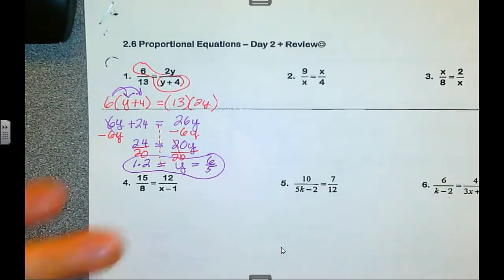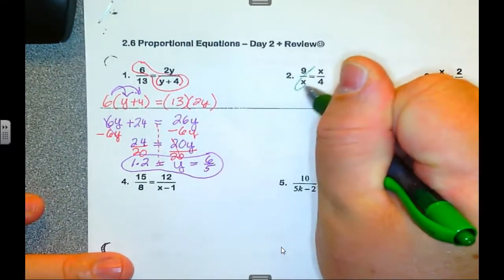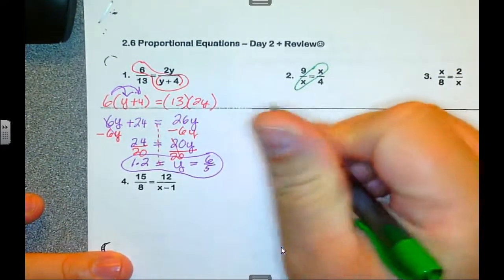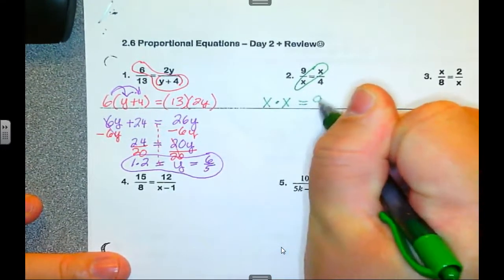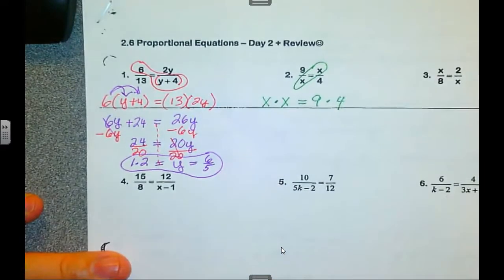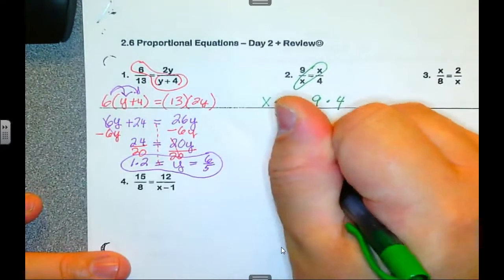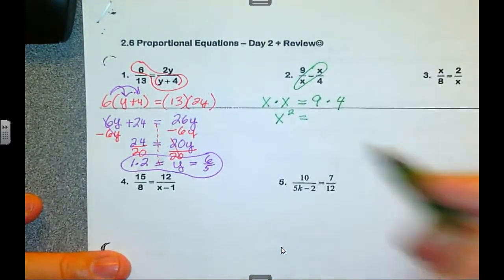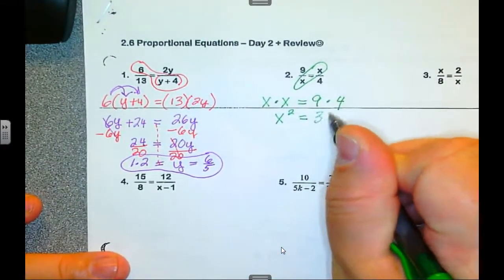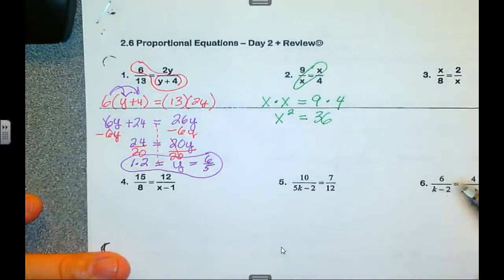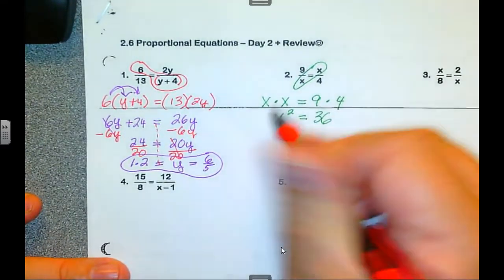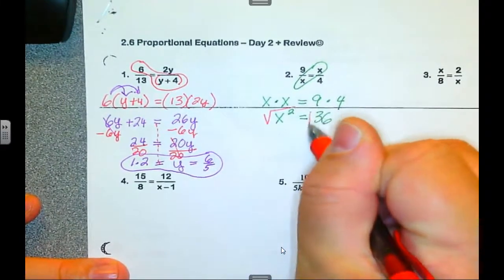Okay, number 2. Cross multiply. It's actually called cross products. X times x equals 9 times 4. What is x times x? That's correct. X squared. 9 times 4 equals 36. And how do I get rid of the power of 2? You square root both sides.